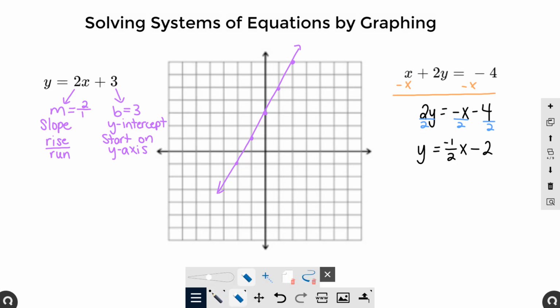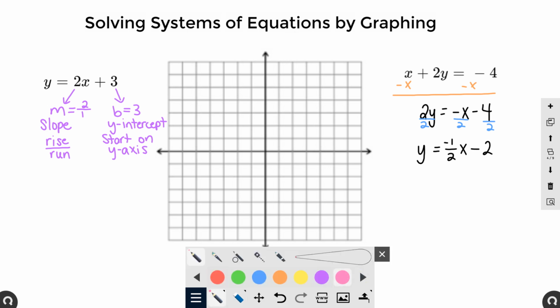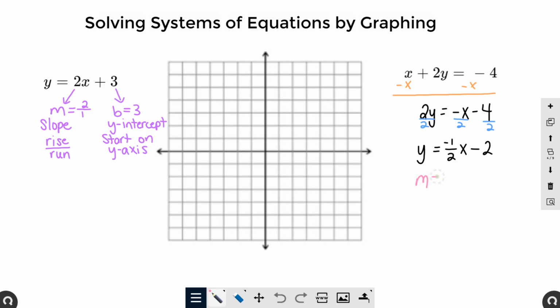Now this is something that I just like to do, and if you want to do it to help out, you can. But I like to write down what is my slope and what is my y-intercept, and then I make my graph. So my slope on this one is negative 1/2. It's always the number that is with x, and then my y-intercept is negative 2. So that's the number that doesn't have x with it. So if you ever write yours in the wrong order, what is with x is slope, what is by itself is y-intercept. So now draw your xy axis.